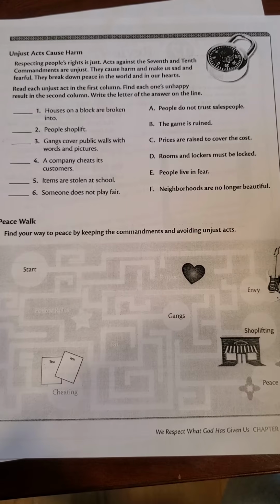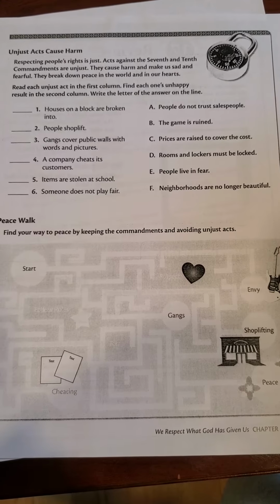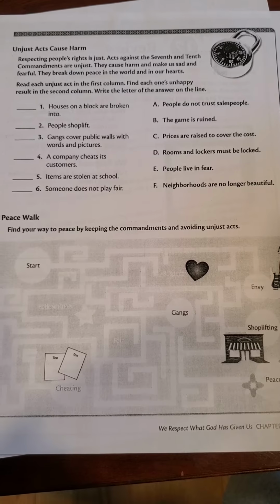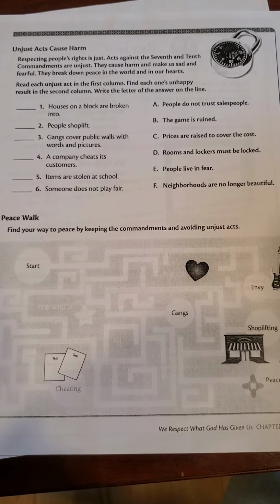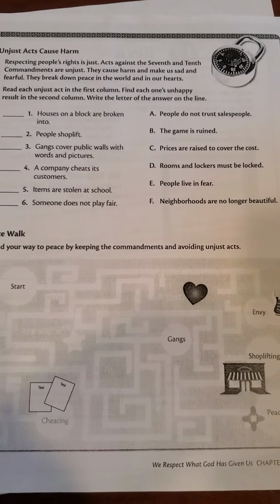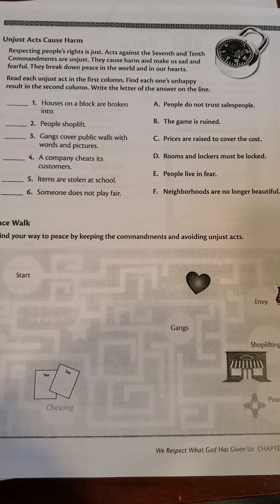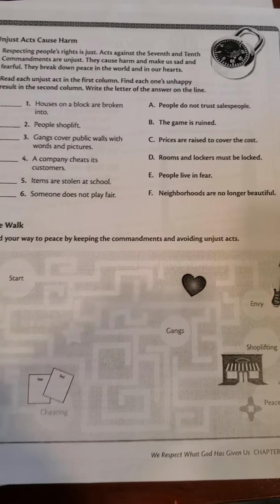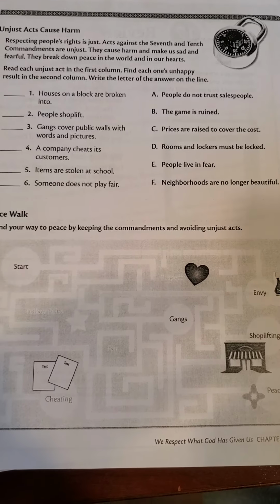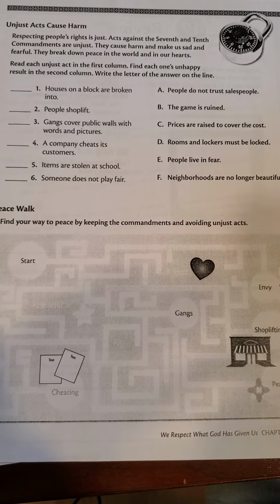It says read each unjust act in the first column. Find each one's unhappy result in the second column. Write the letter of the answer on the line. So again, you're just going to match. So like number 1, houses on a block are broken into. You find whether it be A through F and mark that on the line there with the letter.